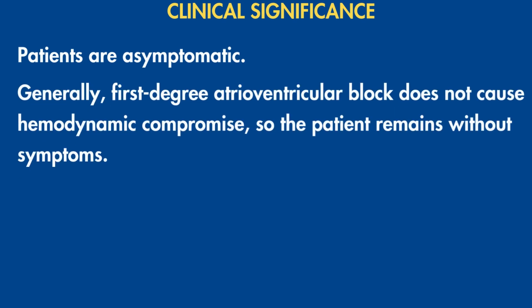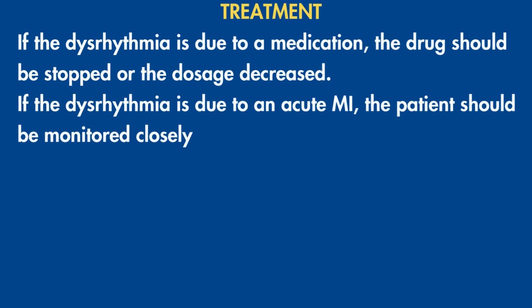First-degree block is not serious. Patients are asymptomatic. Generally, first-degree atrioventricular block does not cause hemodynamic compromise, so the patient remains without symptoms. If the dysrhythmia is due to a medication, the drug should be stopped or the dosage decreased.